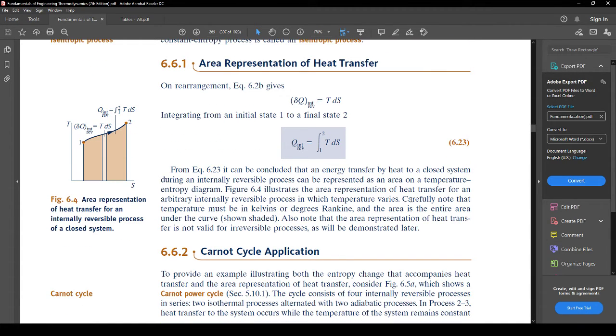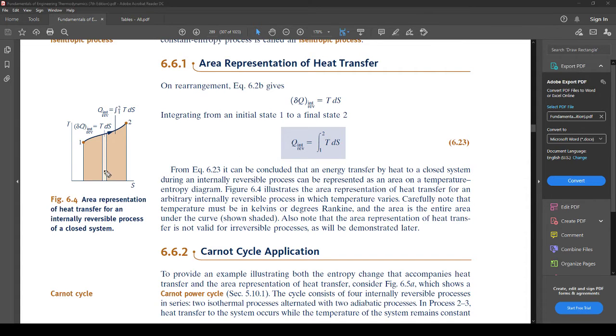Then it says, from equation 6.23, it can be concluded that an energy transfer by heat to a closed system during an internally reversible process can be represented as an area on a temperature-entropy diagram. Figure 6.4 illustrates the area representation of heat transfer for an arbitrary internally reversible process in which the temperature varies. Carefully note that the temperature must be in kelvins or degrees Rankine, and the area is the entire area under the curve. Also note that the area representation of heat transfer is not valid for irreversible processes, as will be demonstrated later. Okay?